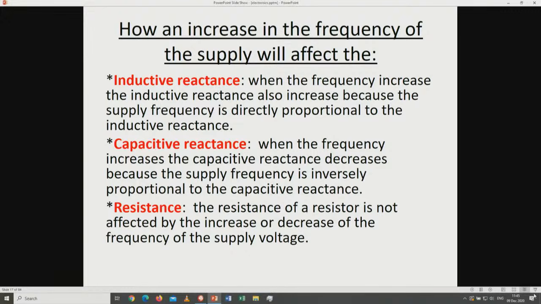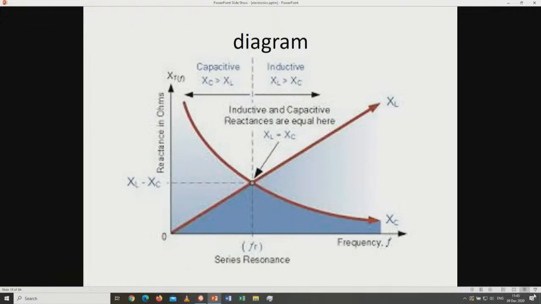Let us start with how an increase in frequency will affect the inductive reactance. So let us go to this particular circuit here. If you look at this circuit, it will show you that when our frequency increases, inductive reactance will also increase, making them directly proportional. XL, which is inductive reactance, is directly proportional to the frequency, meaning if the frequency increases, it will increase, and if the frequency decreases, it will also decrease.